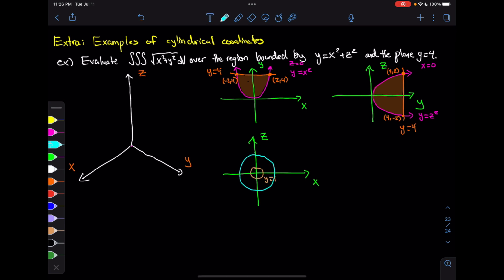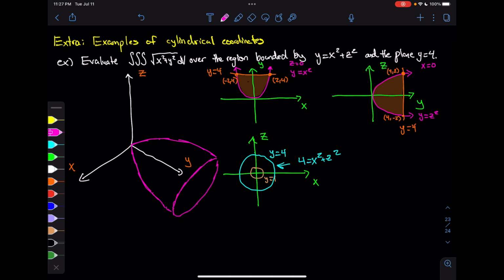Maybe I'll make this one. Well, that's okay. So this is y equals 4. This is the equation 4 equals x squared plus z squared. Okay, so hopefully by now we have an idea that as we increase the value of y, we're going to get larger circles. We look at parabolas in our cross section. So this looks like it's going to be some sort of paraboloid facing in this direction. Okay, something like this.